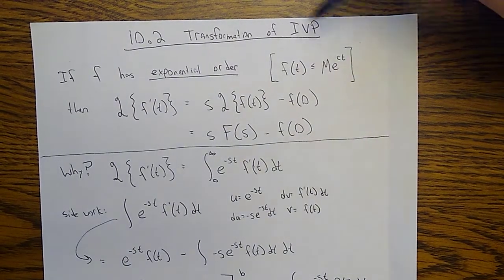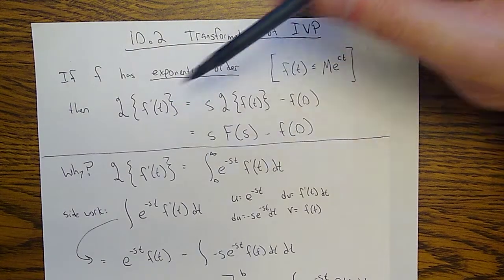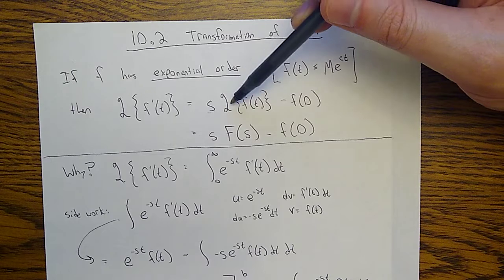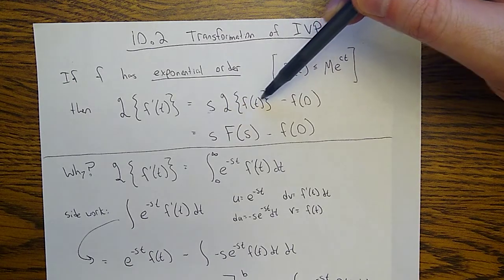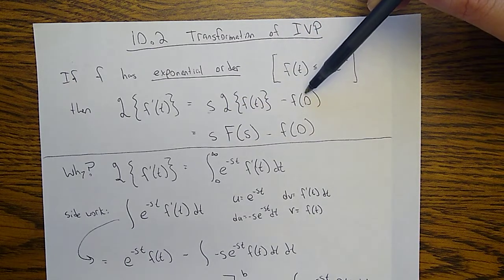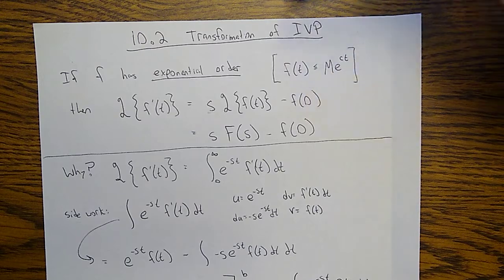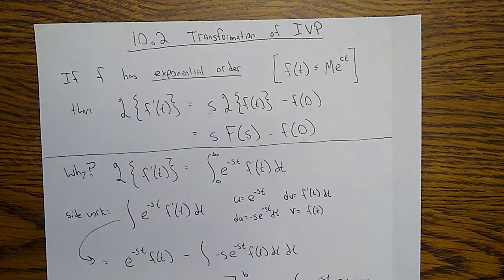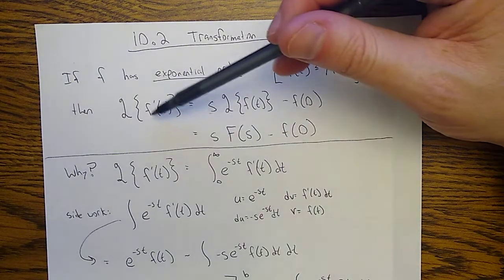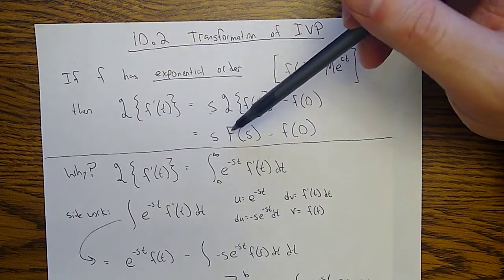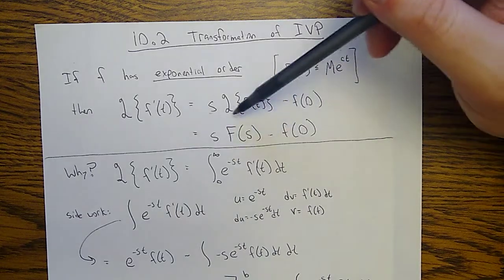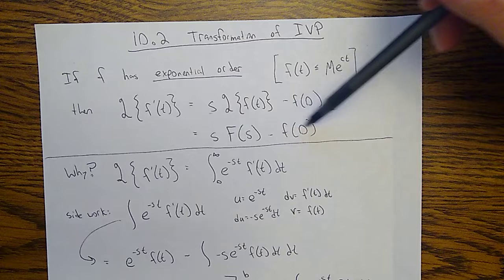If that's the case, then the Laplace transform of the derivative is this. It's s times the Laplace transform of the original function minus f of 0. In other words, it's standard to use a lowercase letter for the original function and a capital letter for its Laplace transform. If I call capital F the Laplace transform, I can write it this way.